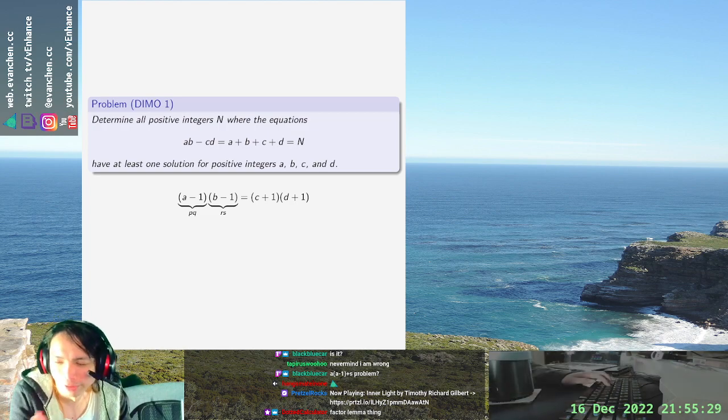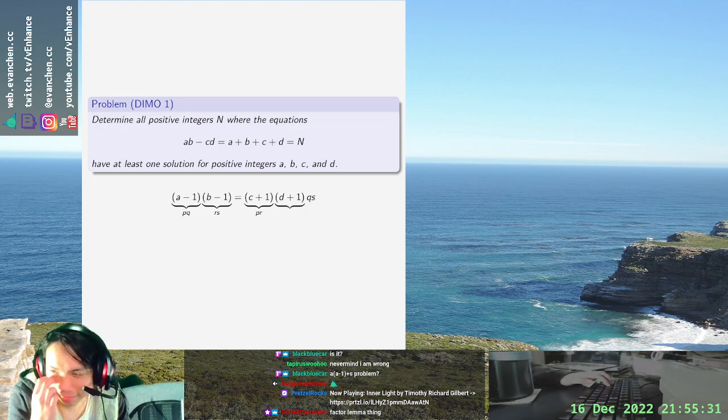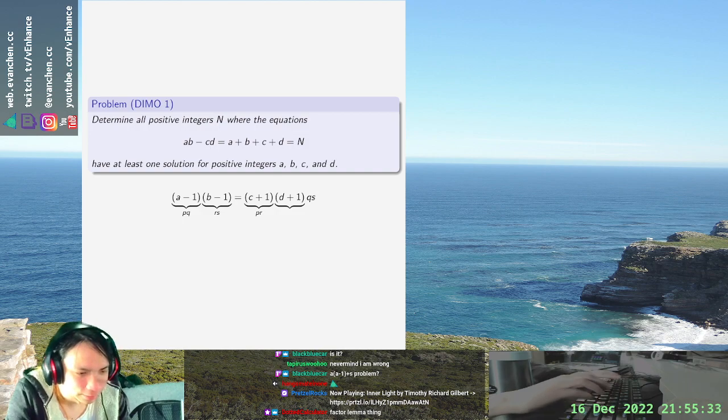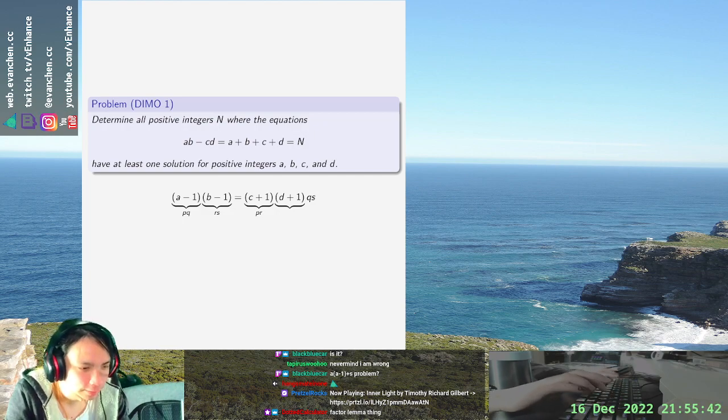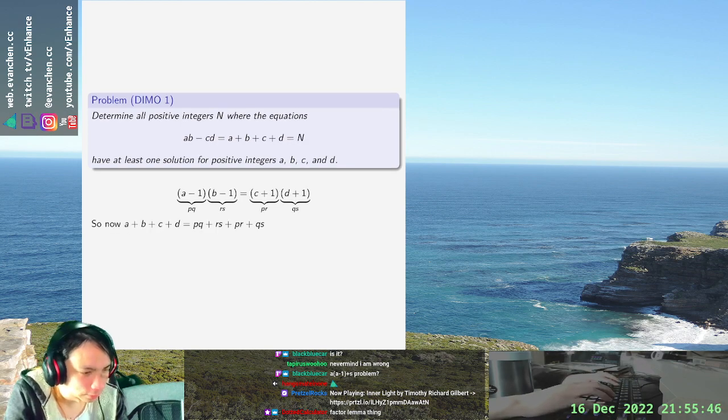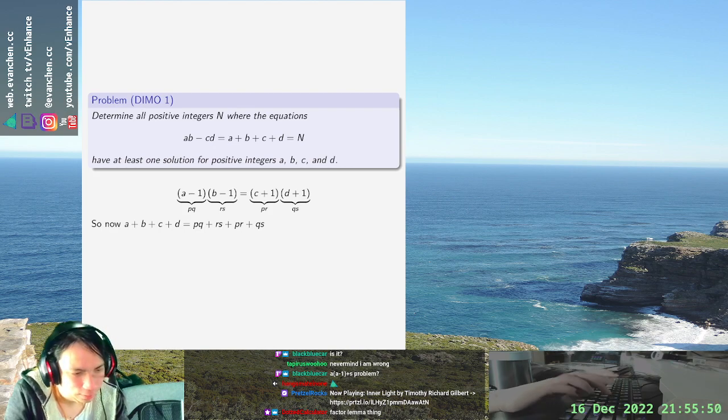Okay, so, we're gonna do this. And so now, a plus b plus c plus d is equal to, well, lo and behold, pq plus rs plus pr plus qs. Which is, I believe, equal to (P plus S)(R plus Q).